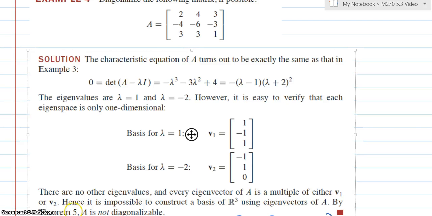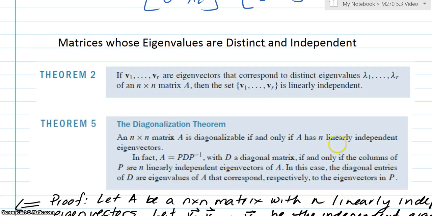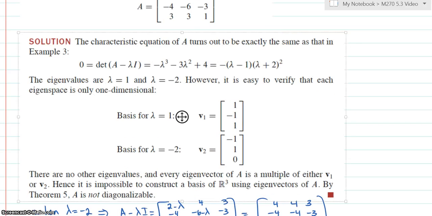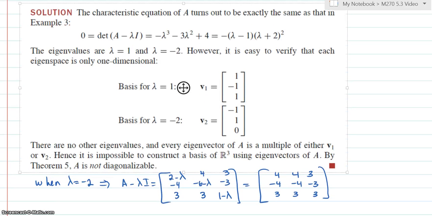And if you remember, theorem 5 said exactly that. A has n linearly independent eigenvectors if and only if A is diagonalizable. I would like to spend a few moments looking at this bit. We've already seen when it's distinct. But let's just check this out. What happens when lambda equals negative 2?